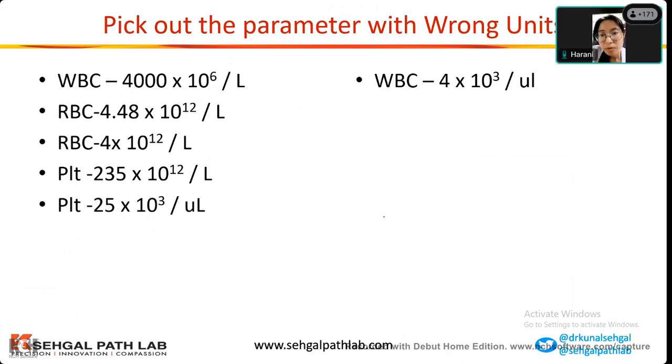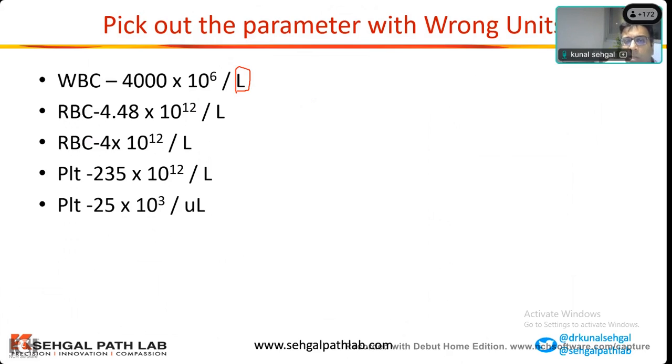Left is wrong, sir. The right side is showing 4 into 10 to the power 3 per microliter. That means 4,000 per microliter. And the left is 4,000 into 10 to the power 6 per milliliter. Sir, the left one is wrong. It should have been milliliter.